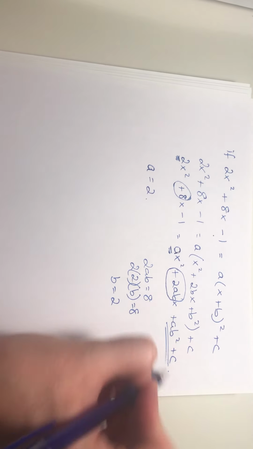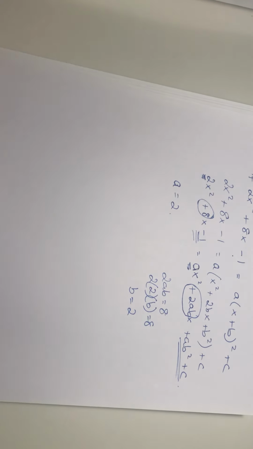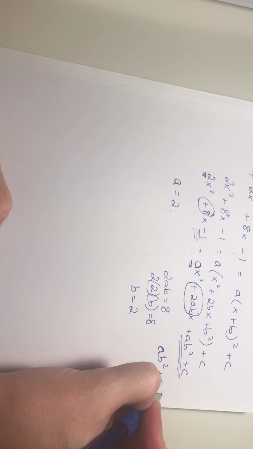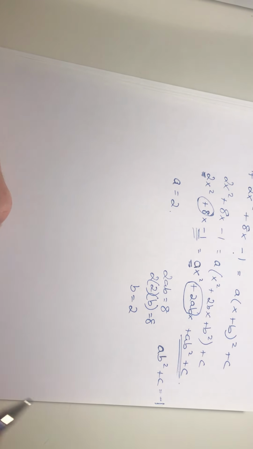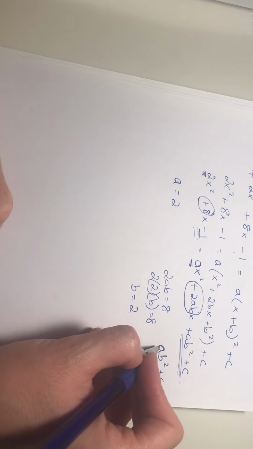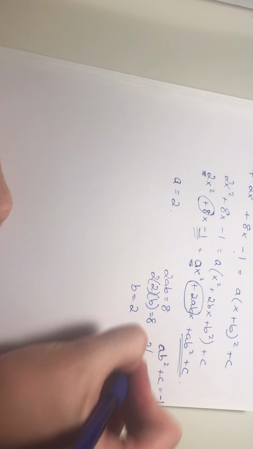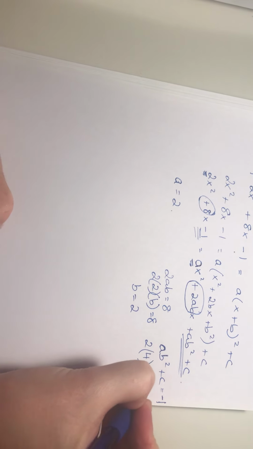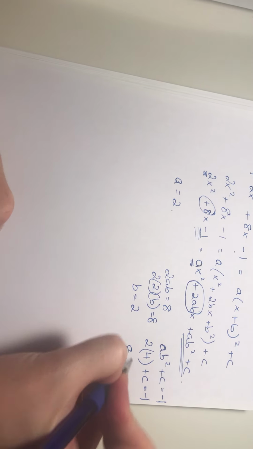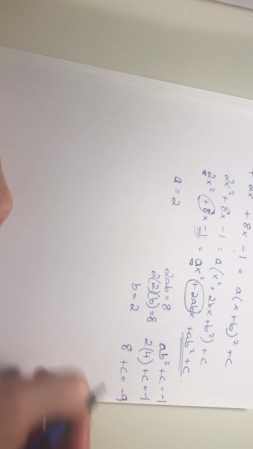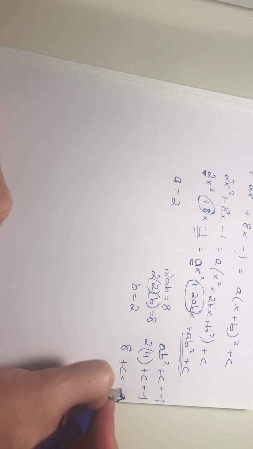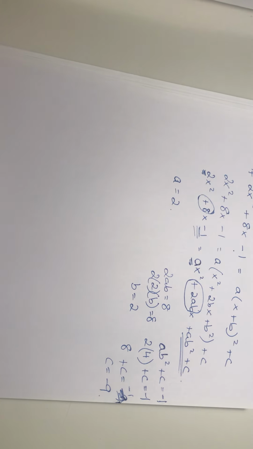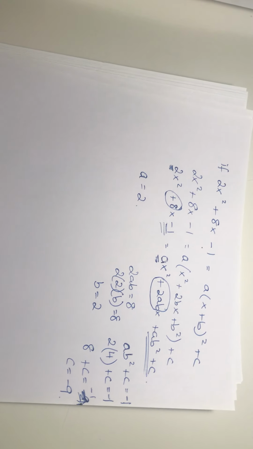And then we have the last little bit, whatever's left. So that's ab squared plus c is equal to a minus 1. We know that a is 2, b squared is 4, plus c is equal to minus 1. That's 8 plus c is equal to minus 1, sorry, minus 1. And then c is equal to minus 9. So there's my 3 answers there.